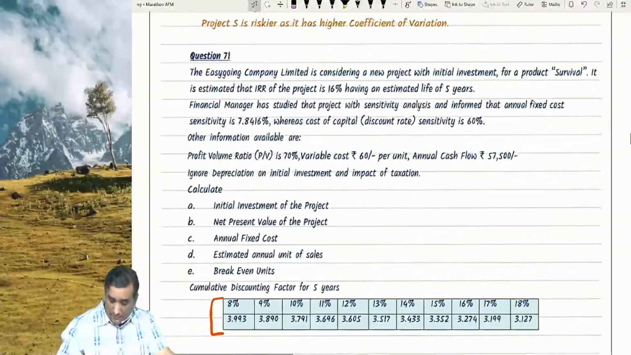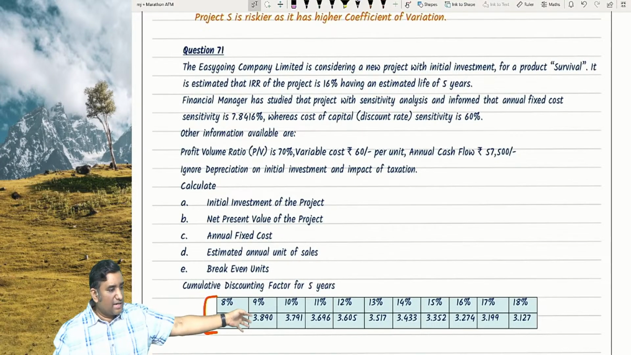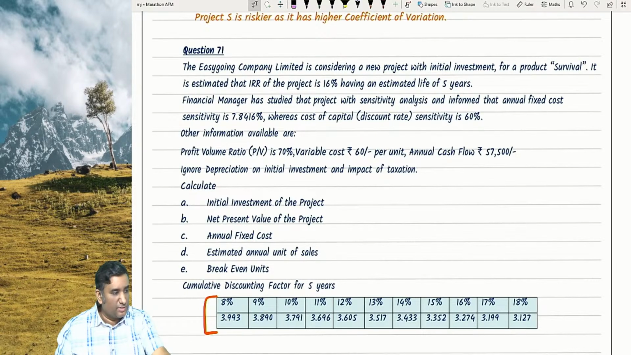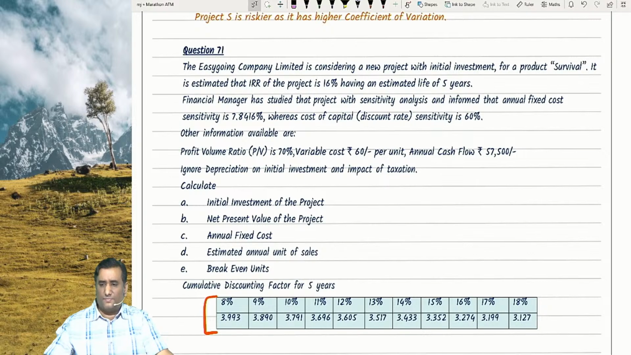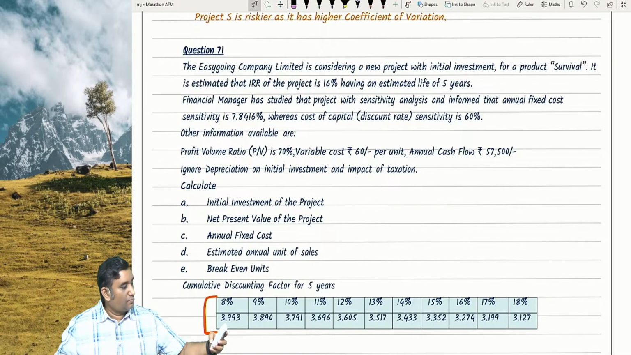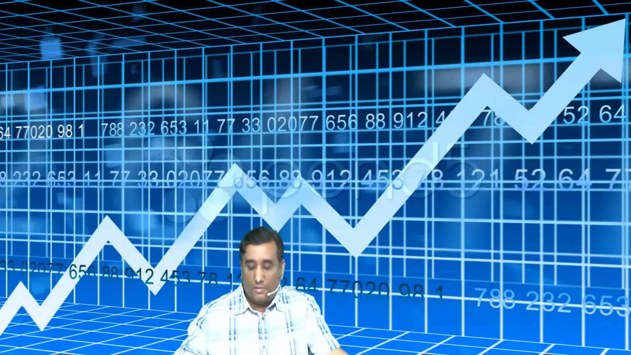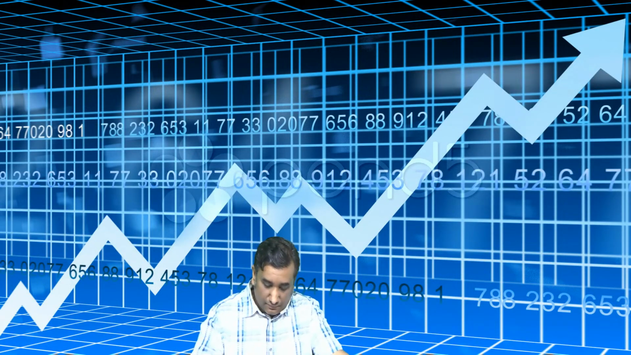Question number 71. This is exactly how he'll give the table, IRR. In the previous question I have not shown you, don't worry. This is exactly how he'll give the table. Read this question once quickly from your side, please.